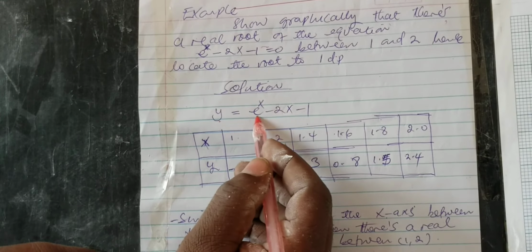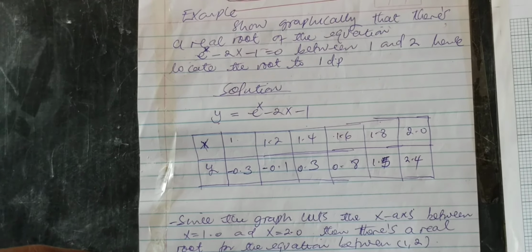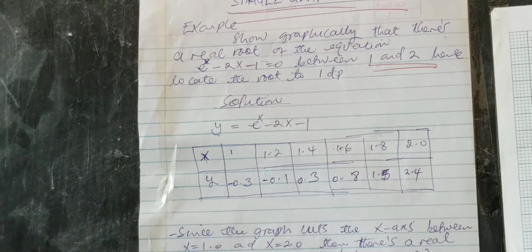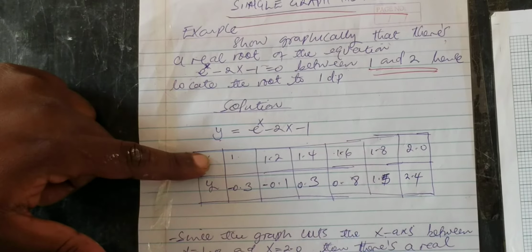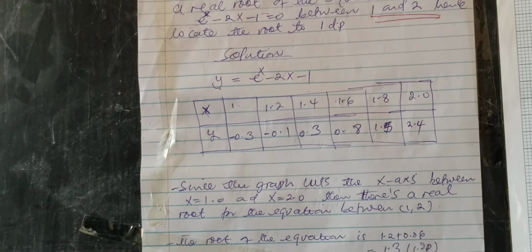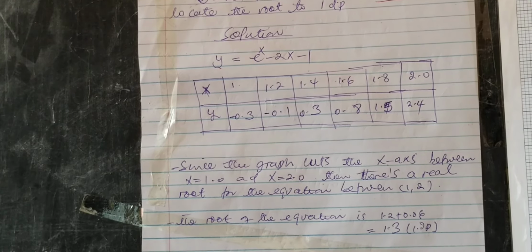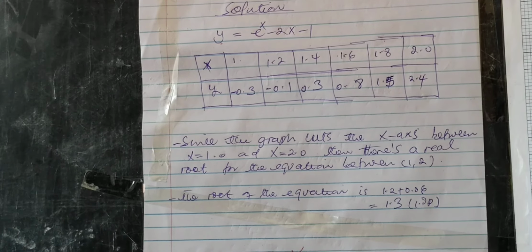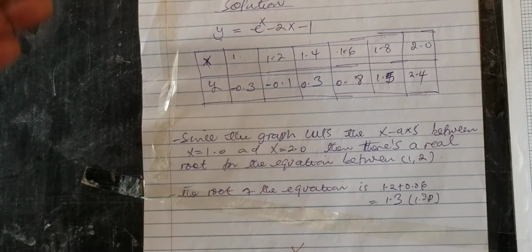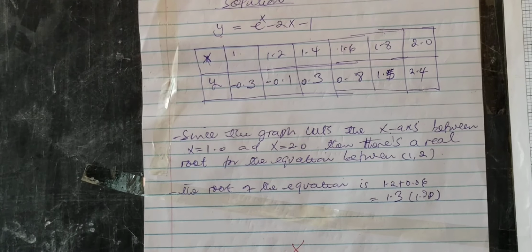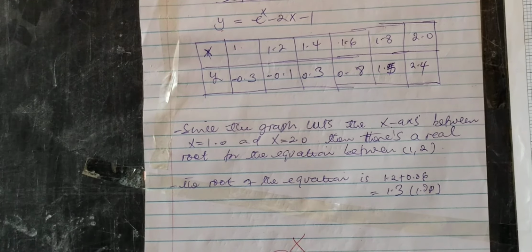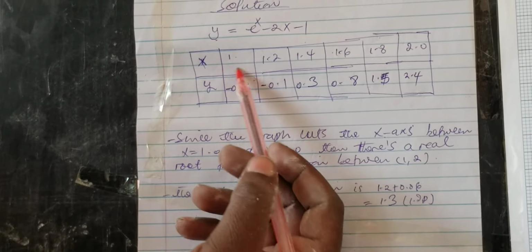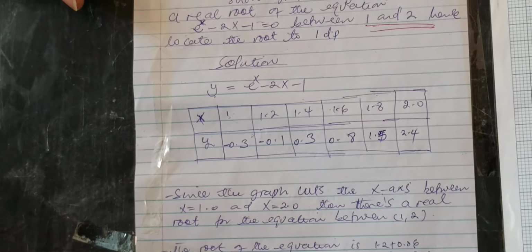So this one here is our y, e^x minus 2x minus 1. What we do is choose an interval. They have given us an interval between 1 and 2. We take that interval and see if the graph cuts the x-axis within it. If the graph does not cut the x-axis between 1 and 2, then we conclude that there is no real root of the equation in that interval. But if it cuts the x-axis within that interval, then we conclude that there is a real root between that interval. So we start from 1 and choose a good step.